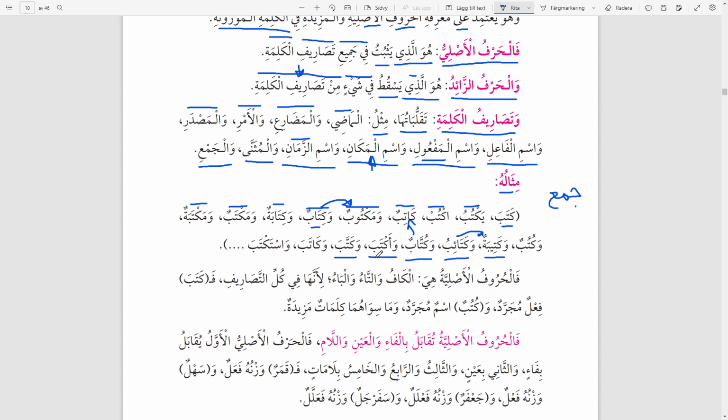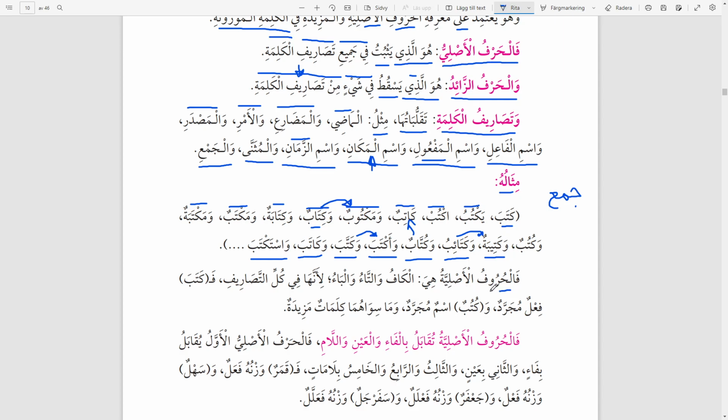Kattaba sometimes means the same thing, but it also means he wrote very quickly or very abundantly. He wrote very much, or very intensely. Kataba, he wrote to someone. Wastaktaba, he asked or requested someone to write for him.